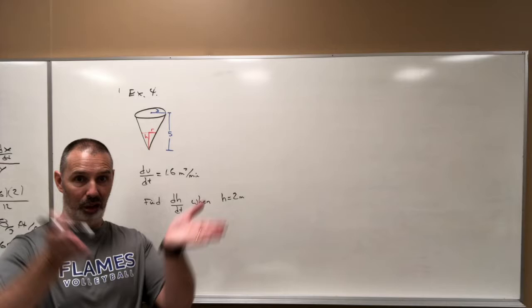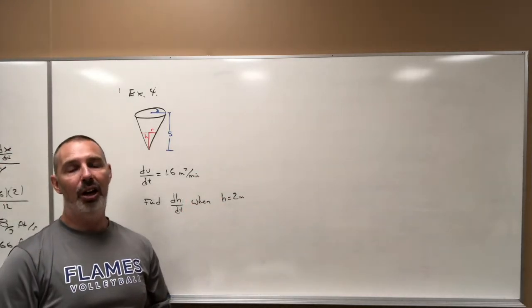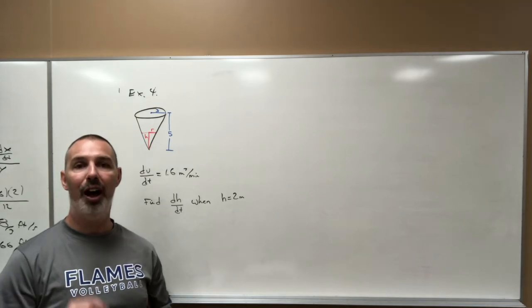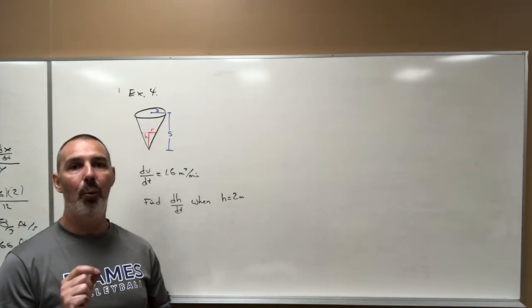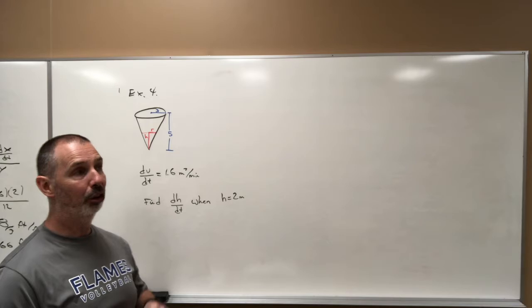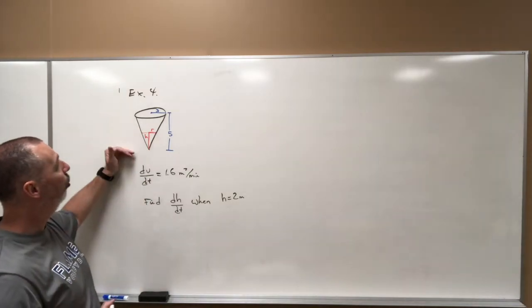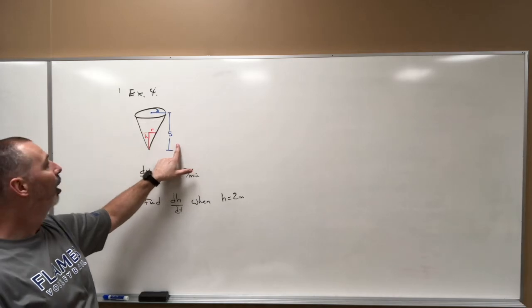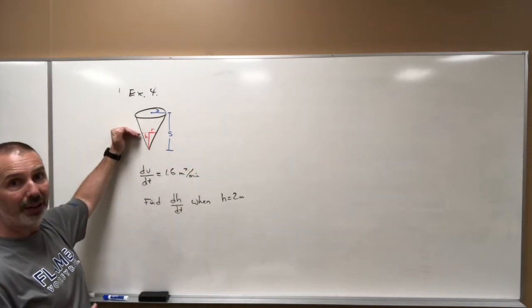And because it is a cone and fans out, the water level rising is not going to be a constant. It's going to change. And so we want to find how fast the water is rising when the water level is 2 meters deep. So I've drawn a diagram. Here's our cone. I've drawn in a radius of 3 and a height of 5. And then in the middle here, I've got the water level.